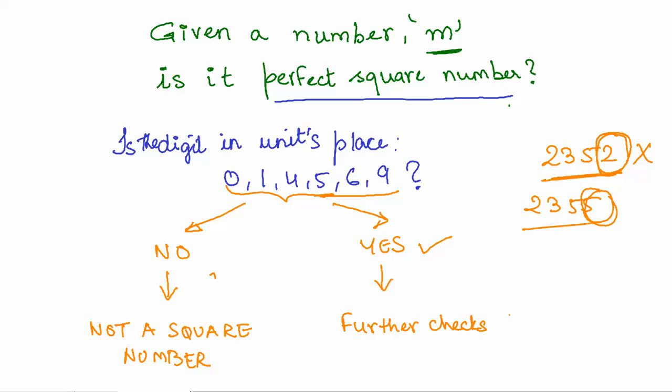So this would be your step 1, and in step 2 we will do further checks to find out if I could represent this number m as a product of another number multiplied with itself. If I could represent this m as n cross n, then I could say that yes, it is a perfect square number. And this is where we can use the prime factorization method.